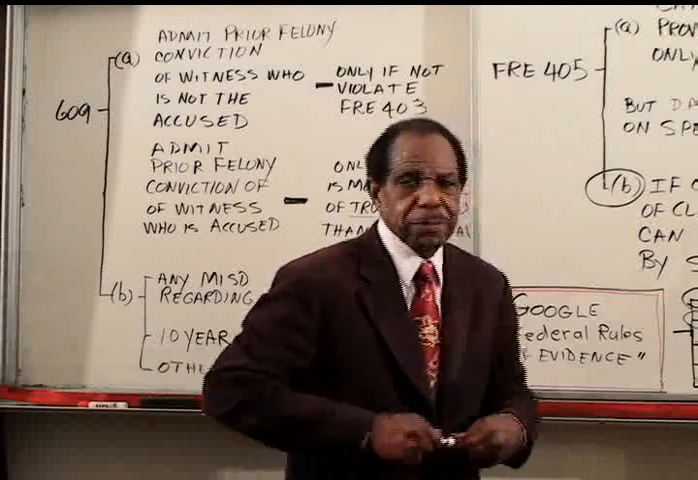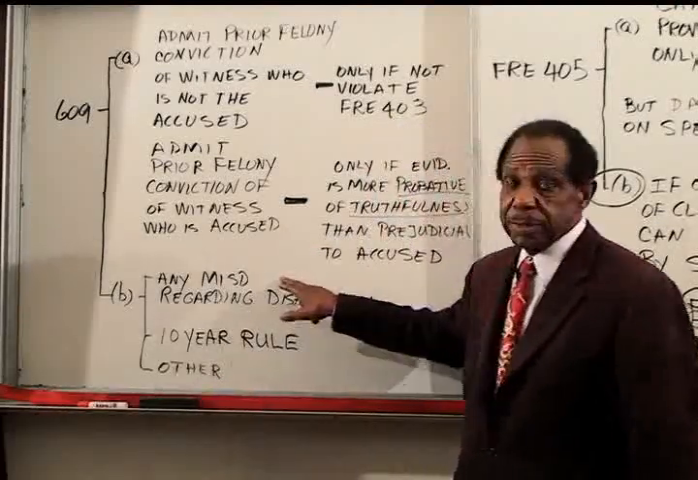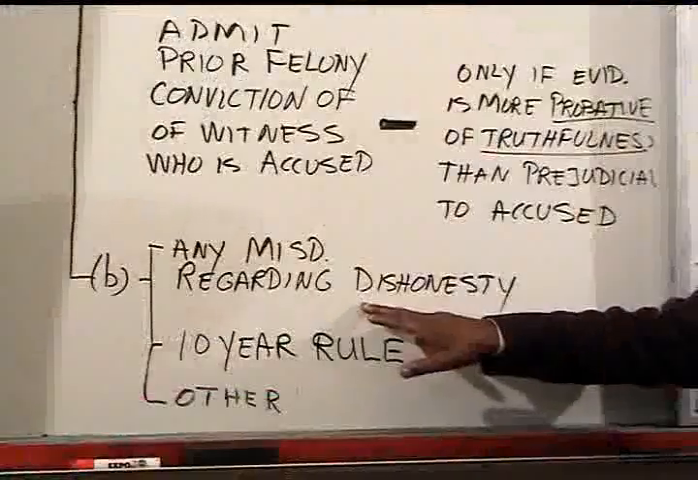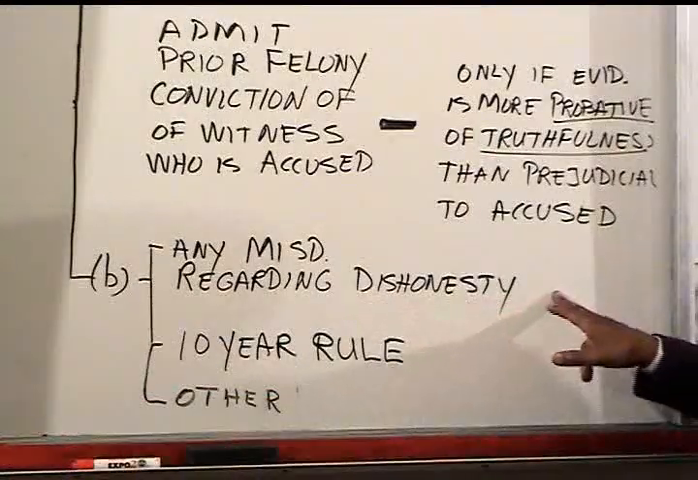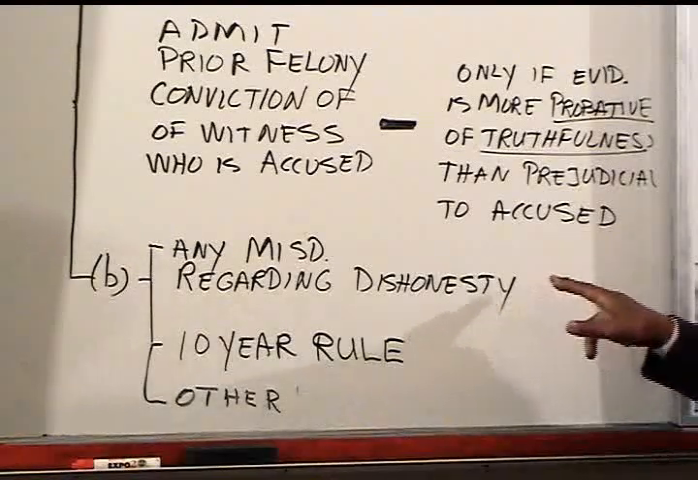And finally, we come to 609B. 609B says, in effect, that any misdemeanor can be admitted to impeach if it's one involving dishonesty, robbery, theft, larceny, perjury, any of that stuff.